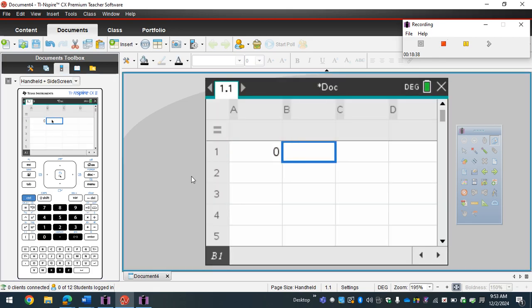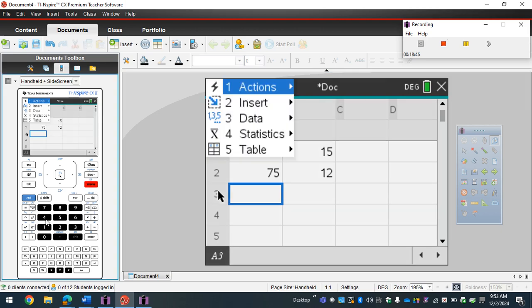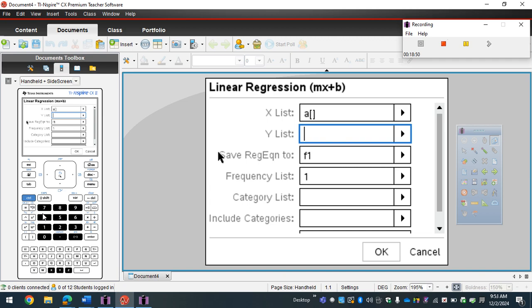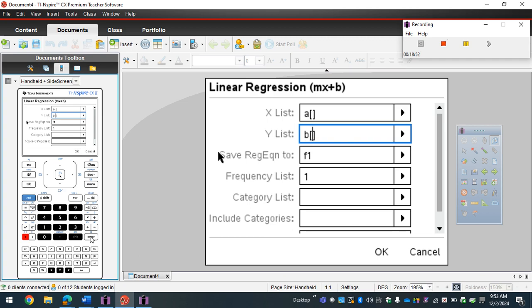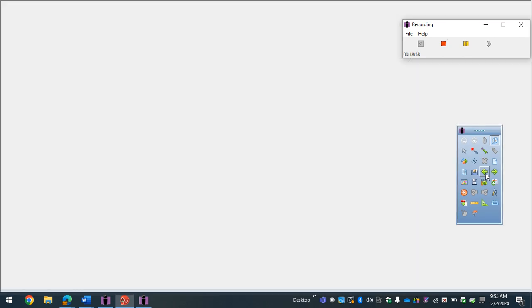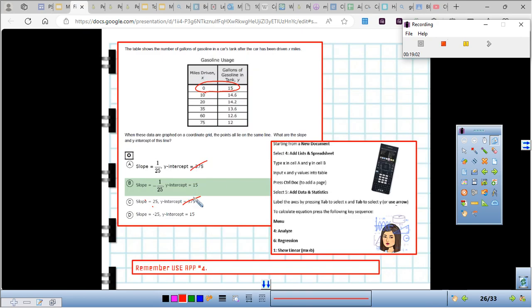Again, 0, 15, and if I remember correctly, 75 and 12. So I go here, menu, 4, 1, 3, and this has to be B. Control this side, enter, and okay, so I definitely do feel that that one's going to be 15, which is great. And so that definitely makes me go ahead and say, yes, that one's out.